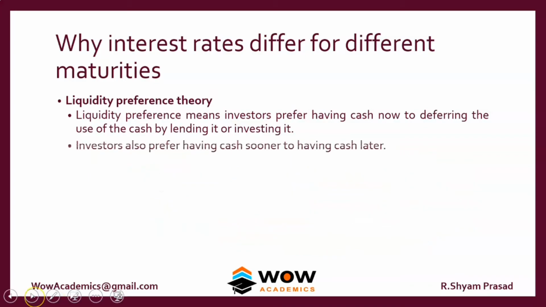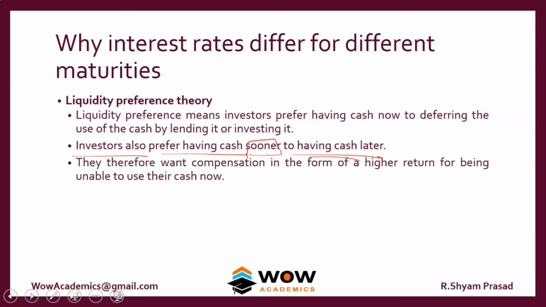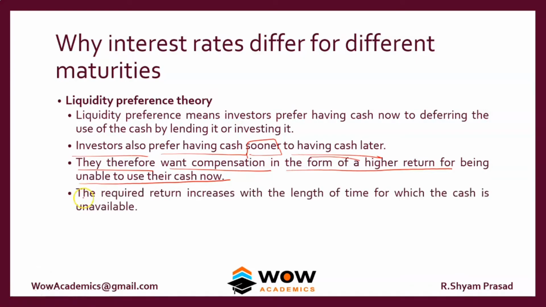So investors also prefer having cash sooner to having cash later. The sooner the cash, the better. So they also prefer the cash to be of a low duration loan. They therefore want compensation in the form of a higher interest, higher return for being unable to use their cash now. So they want cash immediately. If the cash is not available, then they will ask for a much higher interest rate. The required return increases with the length of time for which the cash is unavailable.